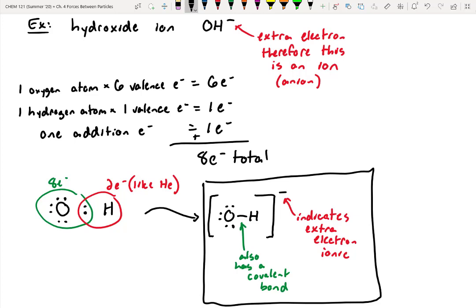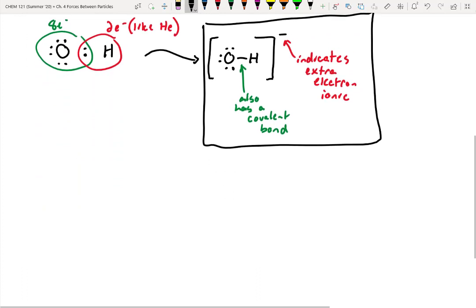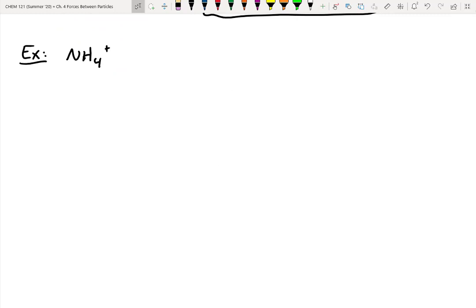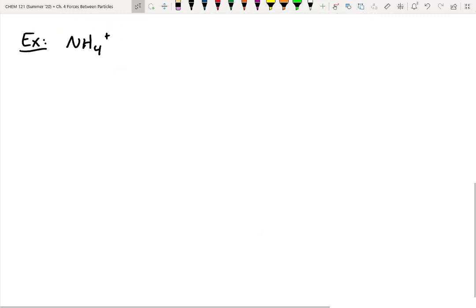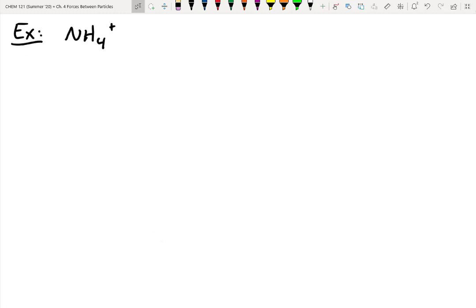Okay, so let's do another one. In this next one, what we're going to do is look at ammonium, which is NH4+. This is what's often found in things like Windex and cleaners. It's household ammonia mixed with water will form the ammonium ion. All right, so let's do the same thing. So we've got nitrogen. So we've got one atom. And nitrogen is in group 5A, which means it's got 5 valence electrons. So we've got 5 electrons.